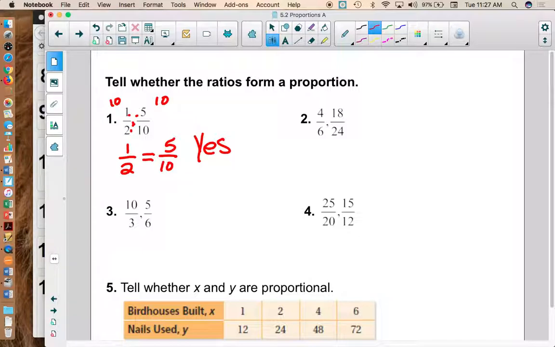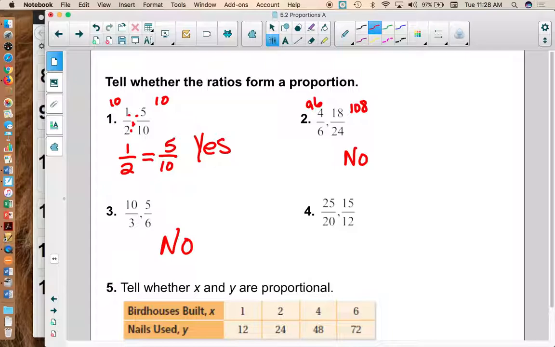What about number 2? Is number 2 a proportion, Darty? No. Why not, Darty? Because if you cross multiply it, 6 times 18 is 108, and 4 times 24 is 96. You're right. They are not a proportion. Good. What about number 3? Ben, is number 3 a proportion? No. Why not? Because the first fraction turns into an improper fraction, since 3 can go into 10 three times. So this one's definitely bigger than the other one.